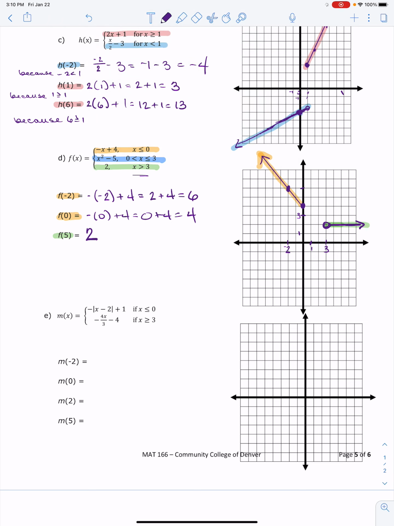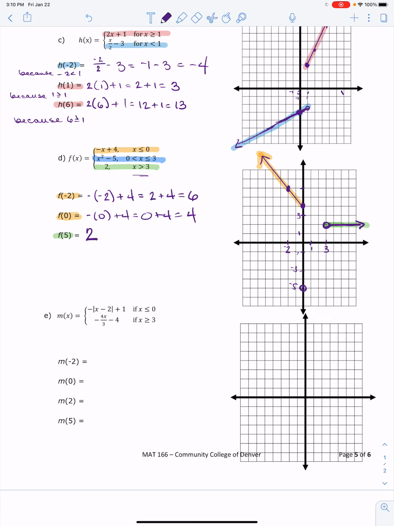And so now to this middle chunk, x squared minus 5 from 0 to 3. So I know this is a parabola. I know my intercept is at 0, negative 5. And I also know I can't use that point. So here's my negative 1, 2, 3, 4, negative 5. I'm going to have an open circle right here.